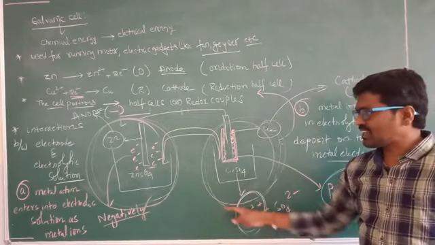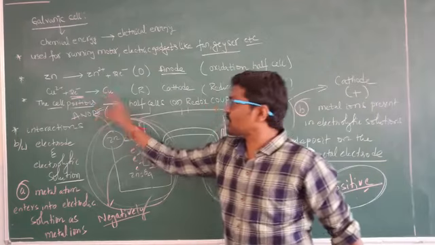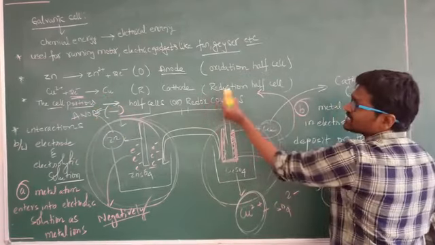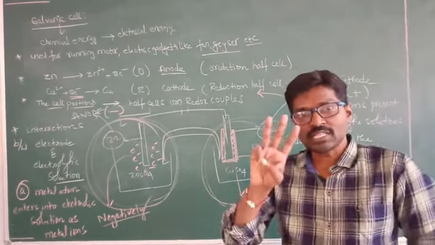Now coming to the second one, here we observe the reduction, that is, Cu2+ is converted to Cu. That's why it is called the reduction half cell. Next, the third point is important for us. What is the third point?